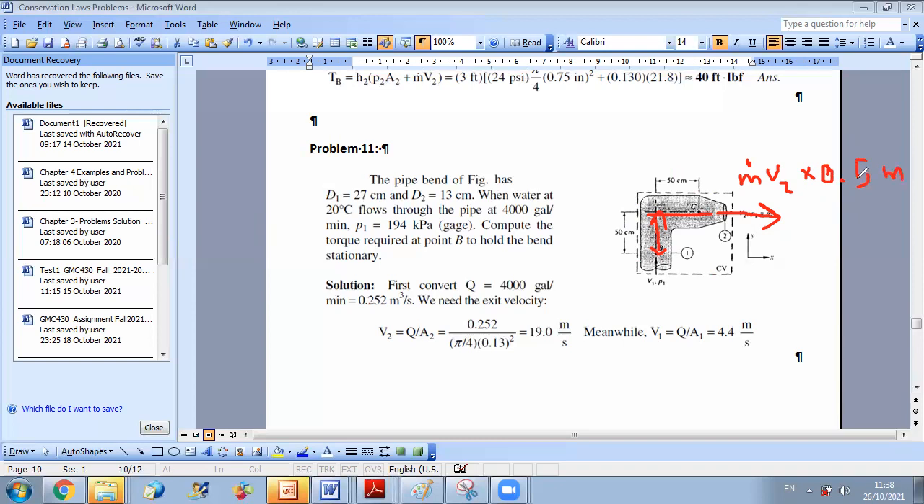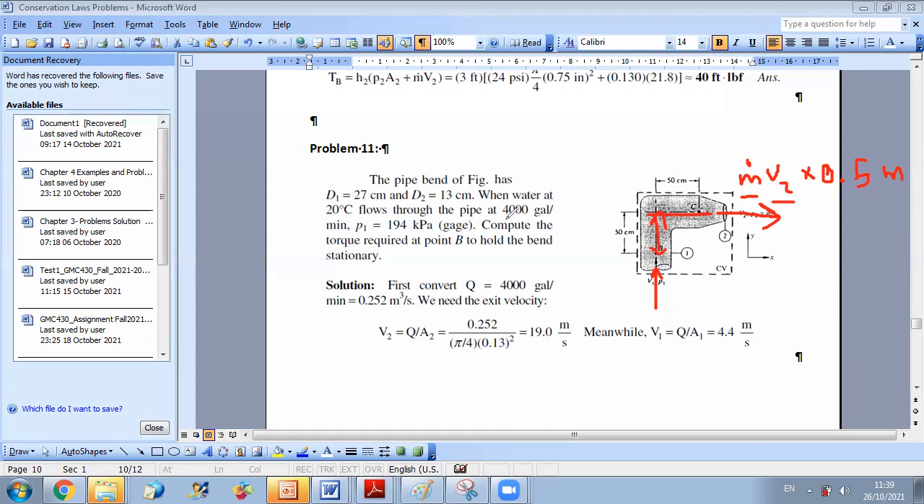Okay. Now, concerning the inlet, we don't have any problem since it's passing by the point, so it doesn't produce any moment. Now, concerning forces, we have the pressure force P1 passing by B, so it cannot produce any moment about B. Now we should get what is the value of m dot and V2.